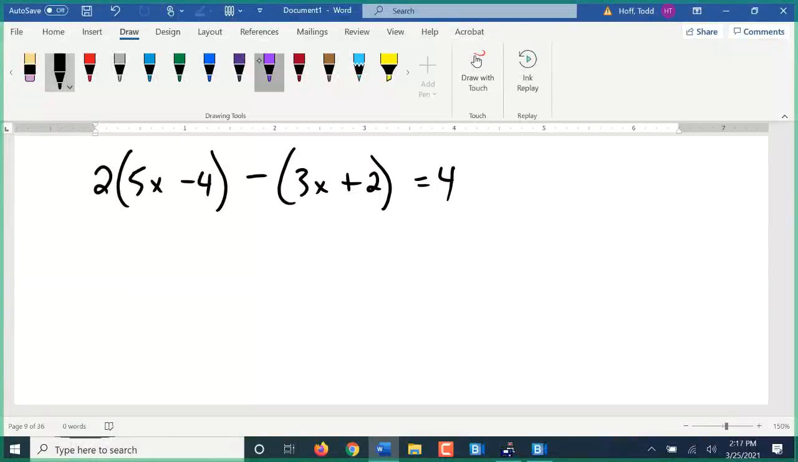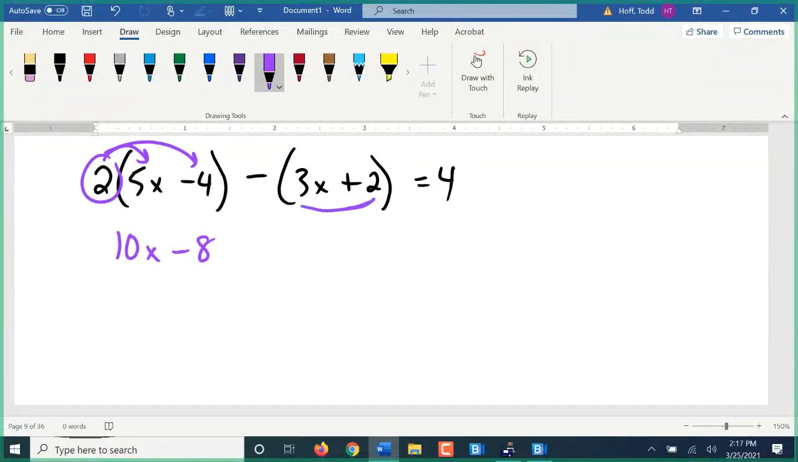We'll start on the left side with this parenthesis. Nothing to do inside that parenthesis. We can't combine anything inside it. So we're going to go ahead and multiply by the 2. 2 times 5x is 10x. 2 times negative 4 is a negative 8. So we've multiplied that set of parentheses.